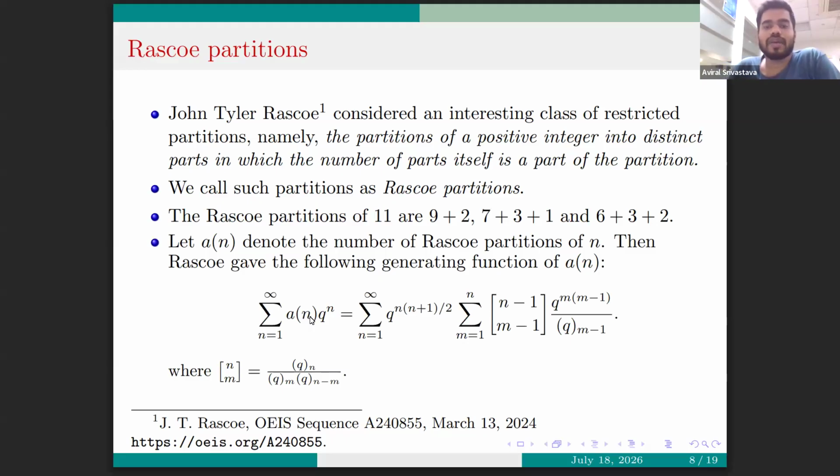And if r(n) denotes the number of Rascoe partitions of n, then Rascoe gave the following generating function. Although Rascoe did not provide the proof, and there is only one account of this Rascoe partition, which we found in an OEIS sequence. So we were investigating some sequences, and we found this is one of the things of our interest. So we have this generating function, and Rascoe has not proved it, but has given this generating function.